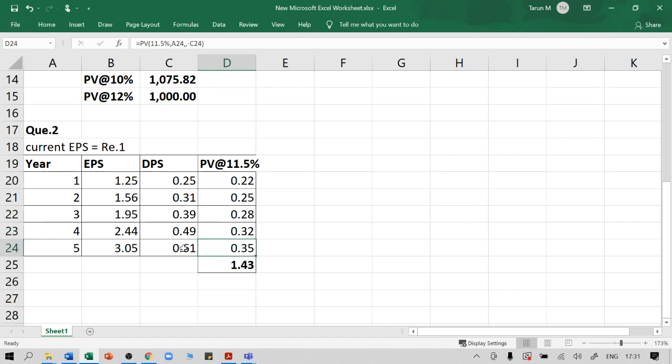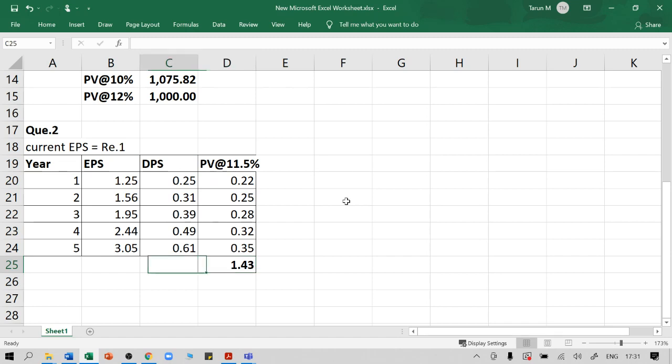So the sum of present value of cash flows for the first 5 years is 1.43. If you buy shares in this company, you will have EPS of 1.25, 1.56, 1.95, 2.44, 3.05, out of which 20% will be distributed in the form of dividend. So this is outflow for the company, but inflow for the investor. The investor will keep receiving 0.25, 0.31, 0.39, 0.49, 0.61. And then you will calculate the present value of these cash flows at the rate of 11.5% because the desired rate of return of the investor is 11.5%. So the sum of present value of future cash flows is 1.43.